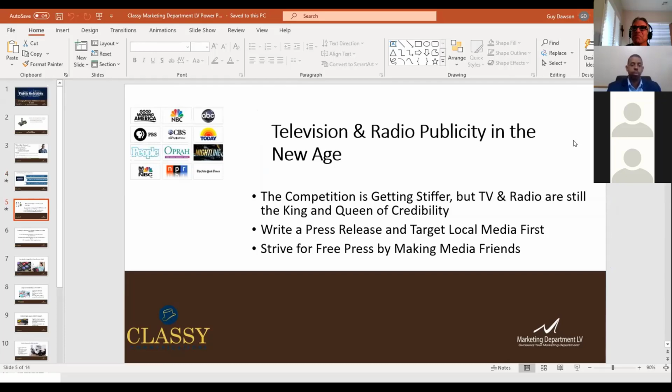and radio publicity is still, in terms of the credibility that brings your business, the king and queen, as I had mentioned here. Just because of the longevity of television, how long it's been around, and radio as well, a person who promotes their business, has an opportunity to be seen on radio or television, still has a built-in credibility just because people believe in these types of platforms.